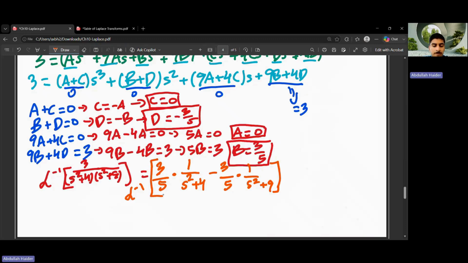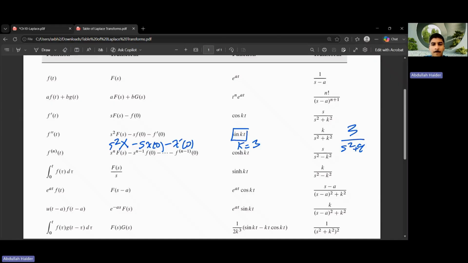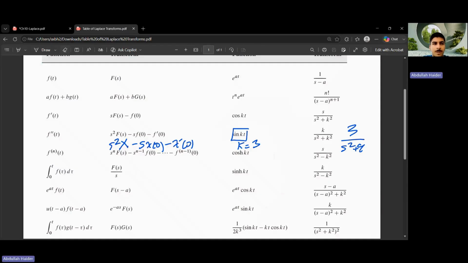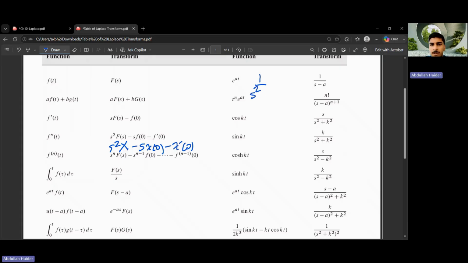So 3 over 5 multiplied by 1 over 2 sine 2t, minus 3 over 5 multiplied by, and I think it's going to be the same concept. It's going to be the same idea. We have 1 over s squared plus 9.